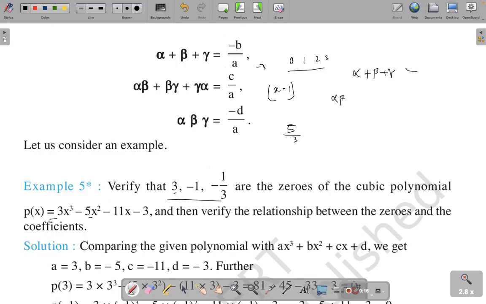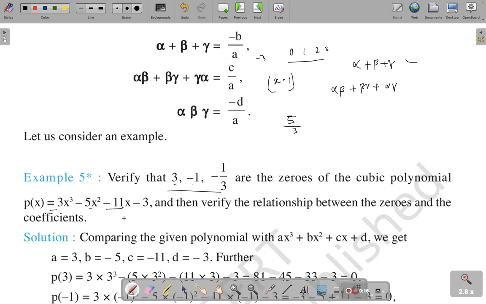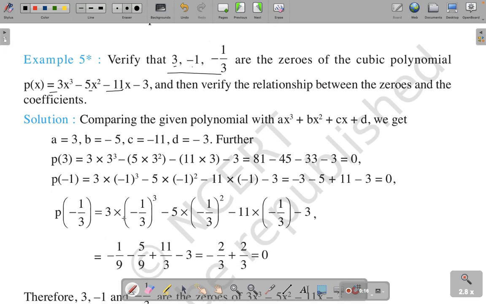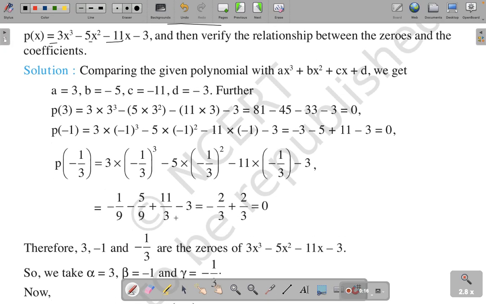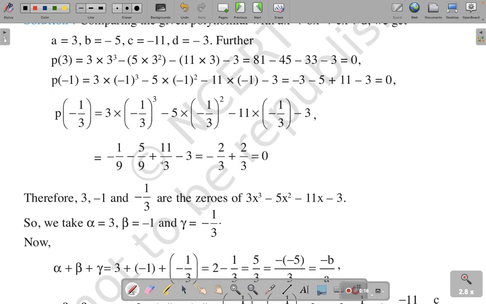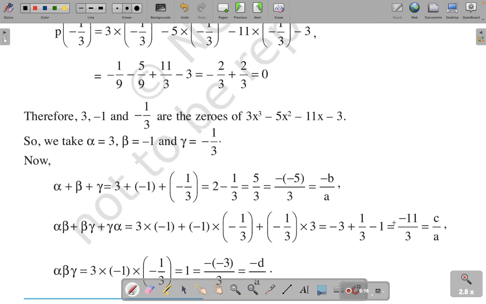Similarly, you will take the sum of roots taken 2 at a time: alpha beta plus beta gamma plus alpha gamma. So multiply this with this, then this with this, and then this with this, and then add all of them. So this must be equal to c upon a, minus 11 upon 3. It will just take time for calculating, nothing else. So you'll get minus 11 upon 3, which is c upon a.